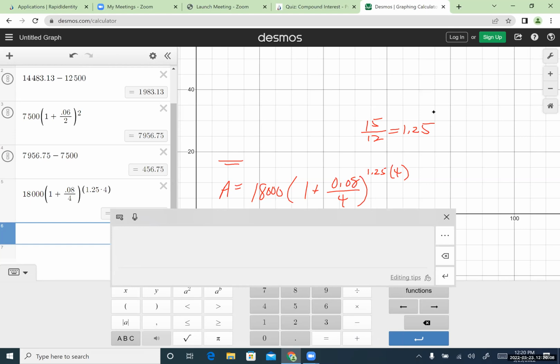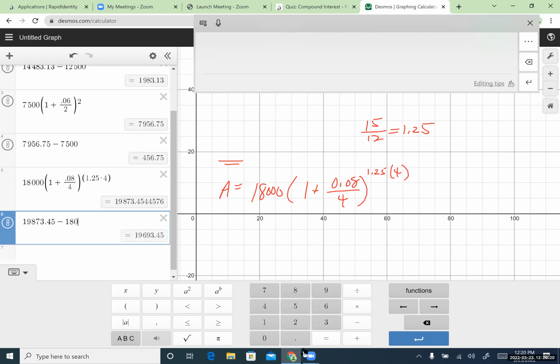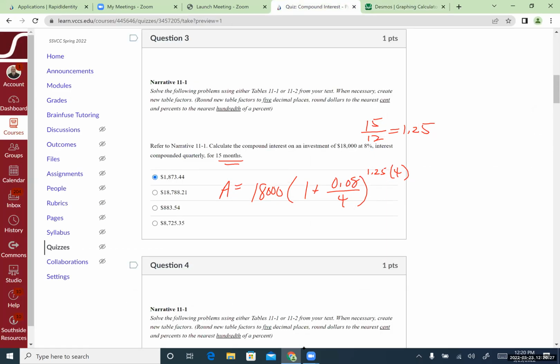So I invested 18,000 and I got 19,873.45 at the end. So my interest is 1873.45. You can see that one's off by a penny, but it should be pretty obvious where the answers are. Now, the bigger the numbers get, the bigger the errors get as well, but they'll never amount to more than a few cents. Like I said, you could use the table for this if you were dying to.